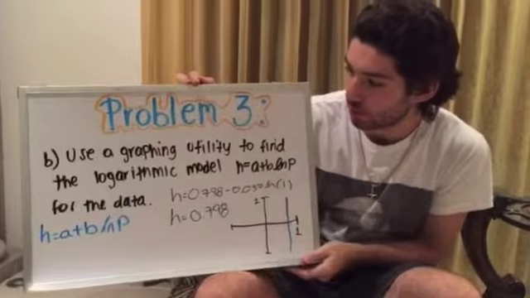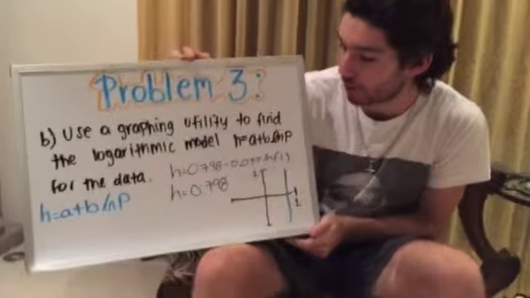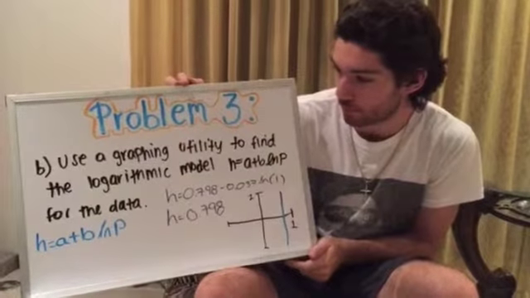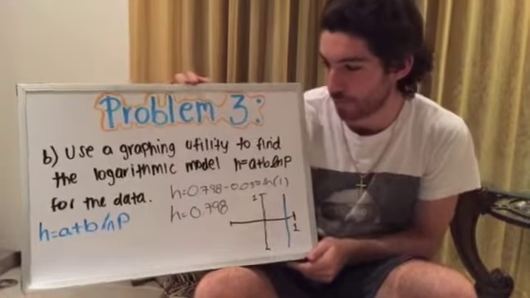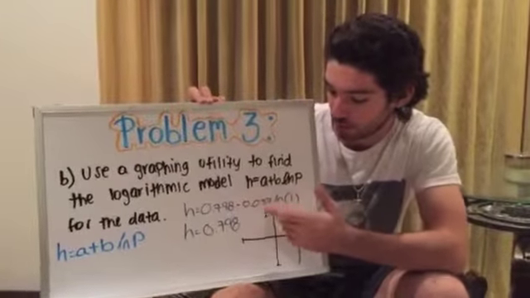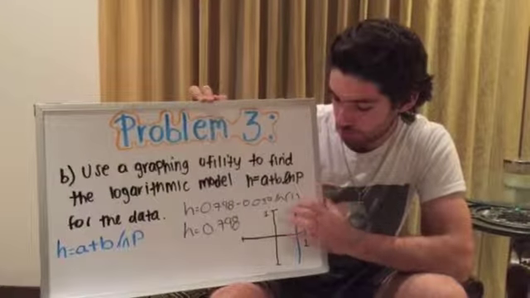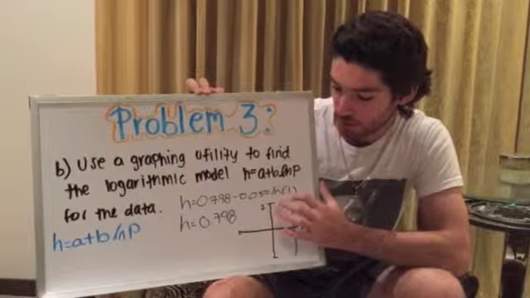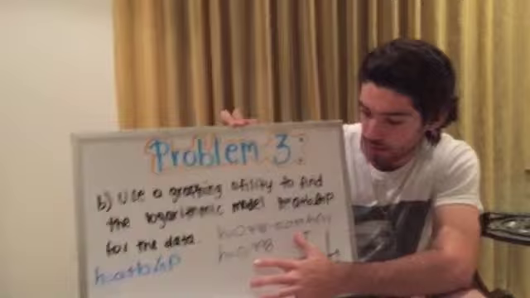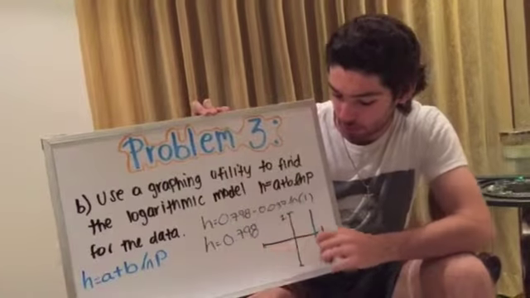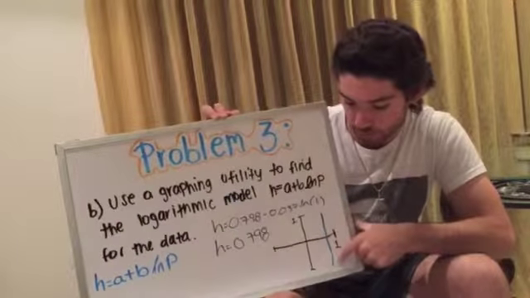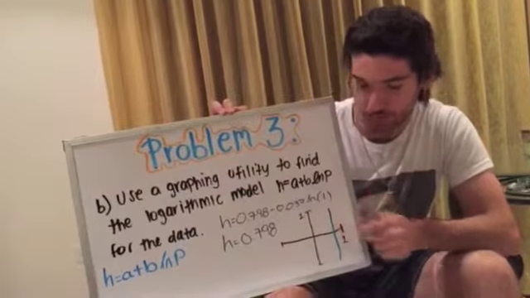Letter B. Use a graphing utility to find the logarithmic model H equals A plus B natural logarithm of pressure for the data. First, with the formula, we input the values that we have gotten already, and we set a value for the pressure, and it gives us that the height at that pressure will be 0.798. So when the pressure is 1, the height will be exactly 0.798.